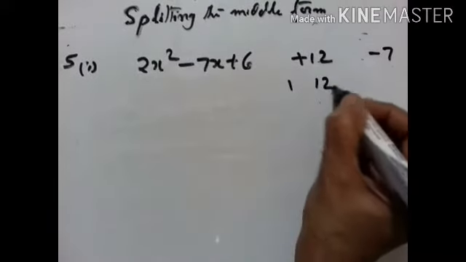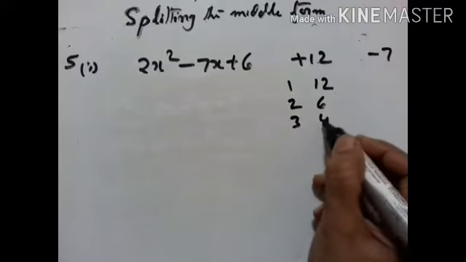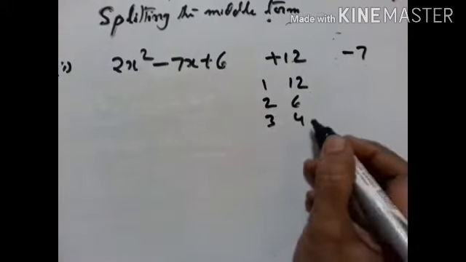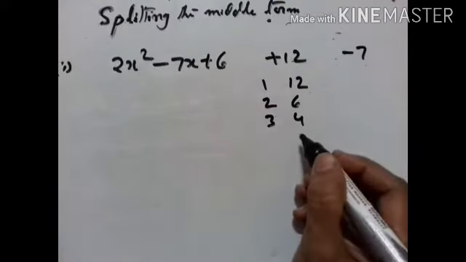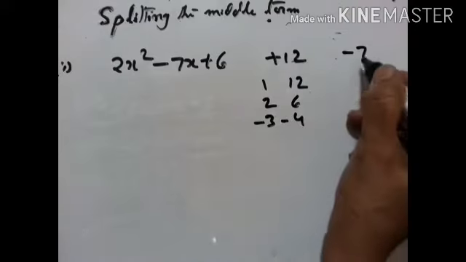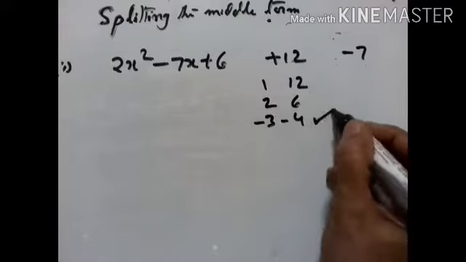1 into 12, 2 into 6, 3 into 4. 4 already it is written. So let us stop here. So in order to get minus 7, what we can do? Minus 3, minus 4 gives us minus 7. Minus 3 into minus 4 is equal to plus 12. So we can take this.